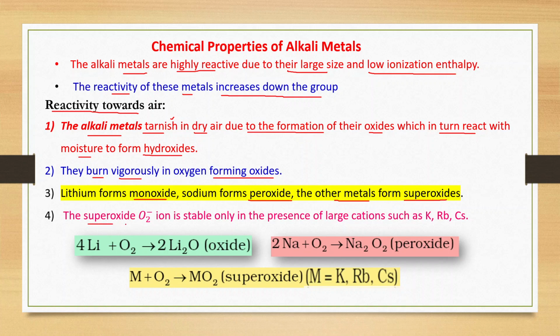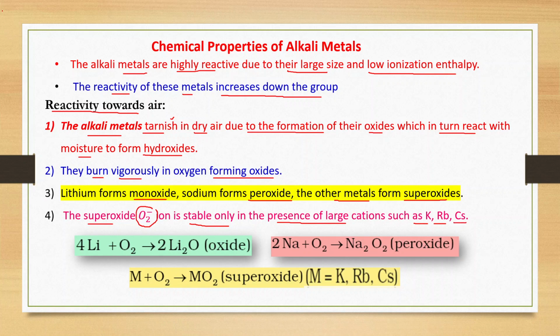The superoxide O2 minus, okay, O2⁻, not O2 with a double negative charge. The charge is only one negative on two atoms of oxygen. It is stable only in the presence of large cations such as potassium, rubidium, and cesium.